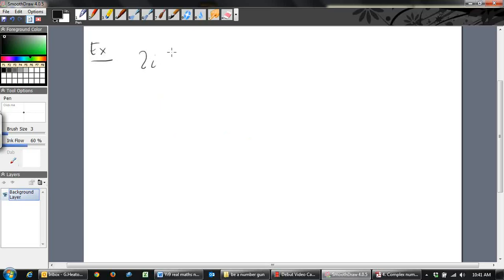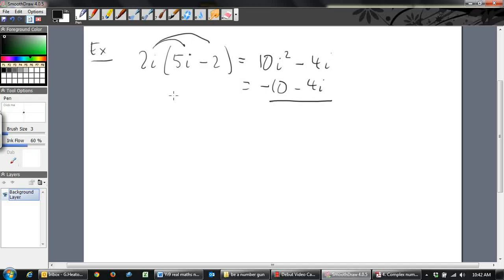How about if we have 2i times 5i minus 2? Here we've just got the complex number written in a different way. Don't let that confuse you. It's still exactly the same, just written in the opposite order. Again, just multiply things out exactly how you do it in algebra. 2i times 5i will be 10i squared, minus 4i, multiplying those two together. And what do we get? What's 10i squared? Remember, i squared is negative 1, so you get negative 10 minus 4i, and there we go. There's your answer there. Too easy.